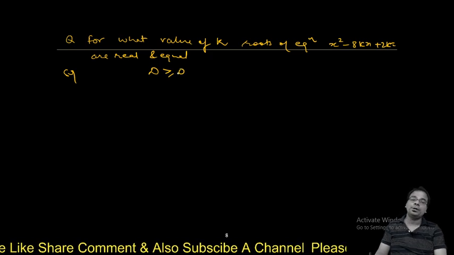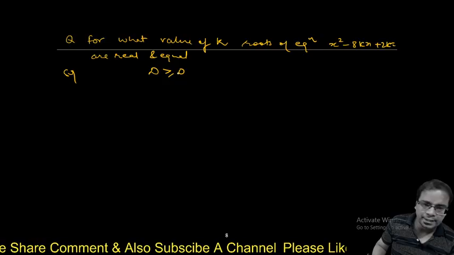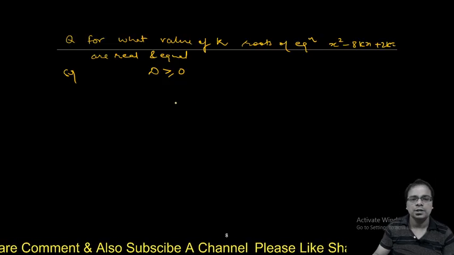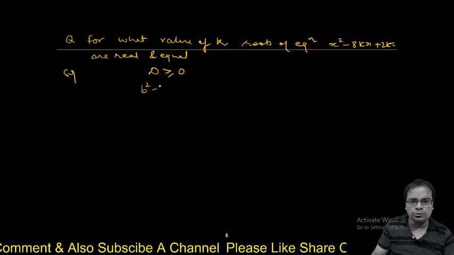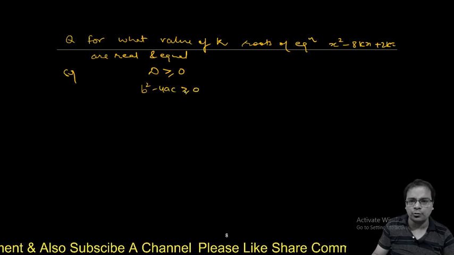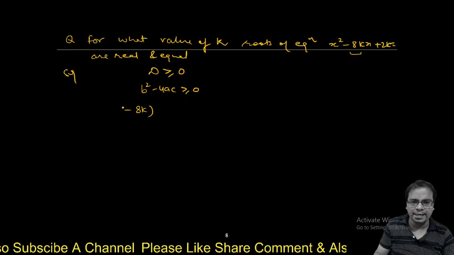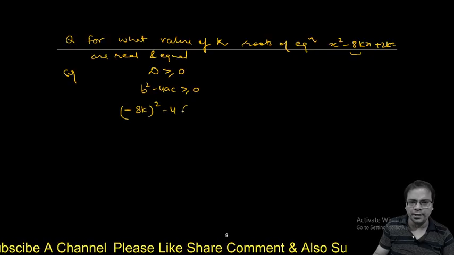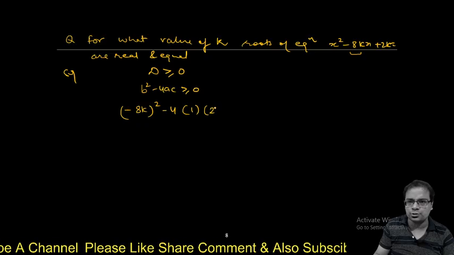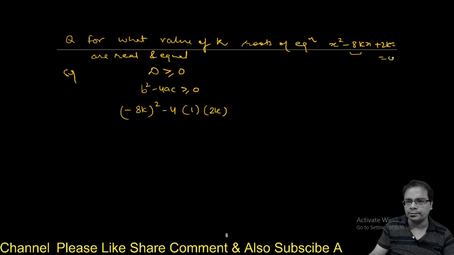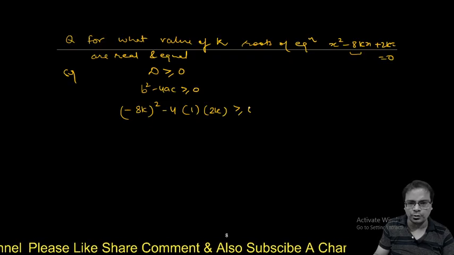Equal to or greater than, because for real roots the discriminant will be greater than or equal to 0. So apply simply: b square minus 4ac is greater than or equal to what? 0. b is minus 8k. So put it here: minus 8k whole square minus 4, the value of a is 1 and c is 2k, greater than or equal to 0.